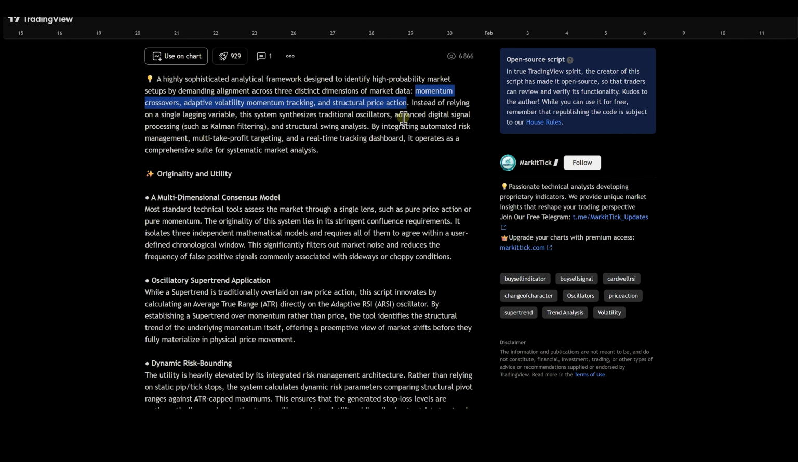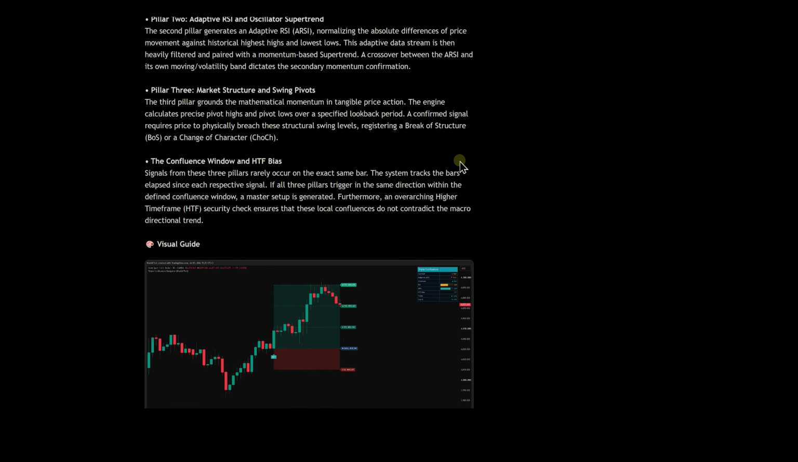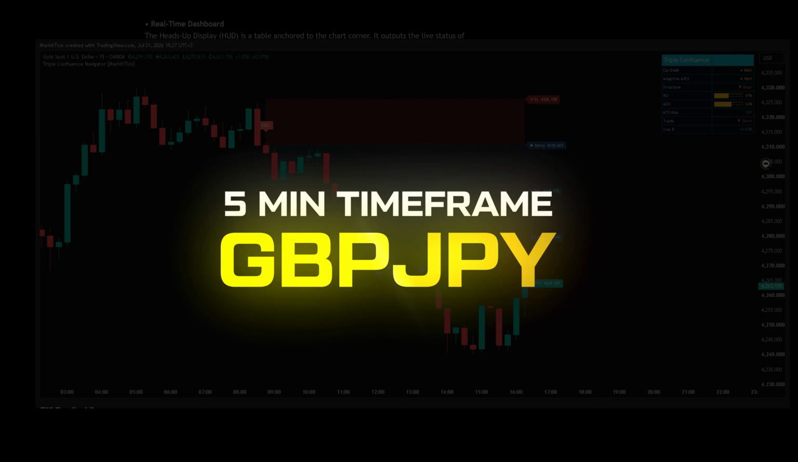Today, we're going to break down exactly how this indicator works, the best settings to use, and a simple trading strategy that you can apply on the 5-minute time frame of GBP/JPY.